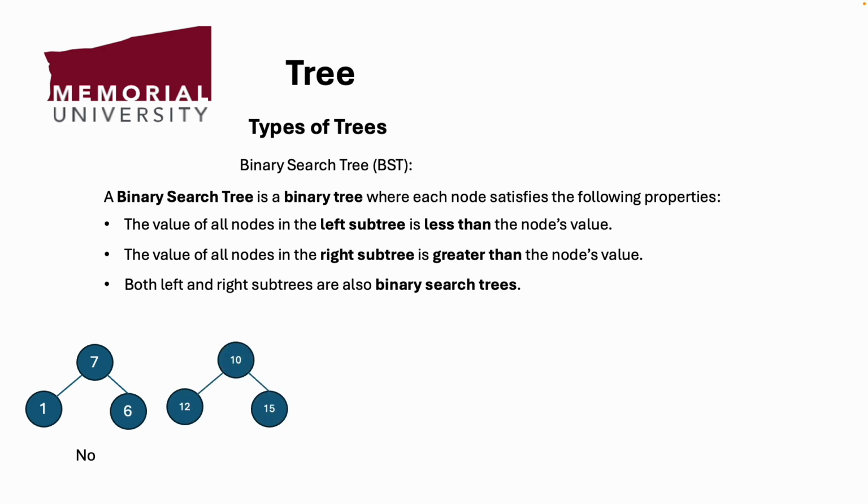Okay, let's look at this example. In this binary tree, this is the root node. On the left child, it's node 12, which is greater than node 10. So it goes against the first property. So this is also not a binary search tree.